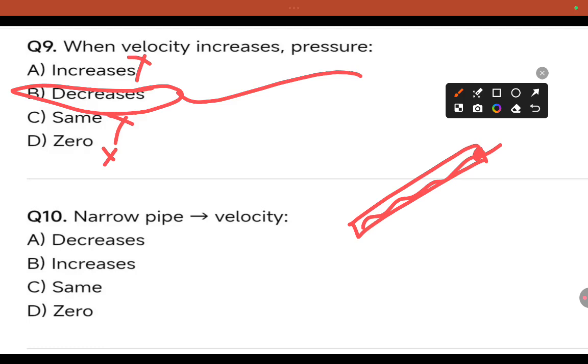Check the answer and tell me the answer. Reply in the comments. Increasing, decreasing? See, when we reduce the size here, the pressure is increasing.